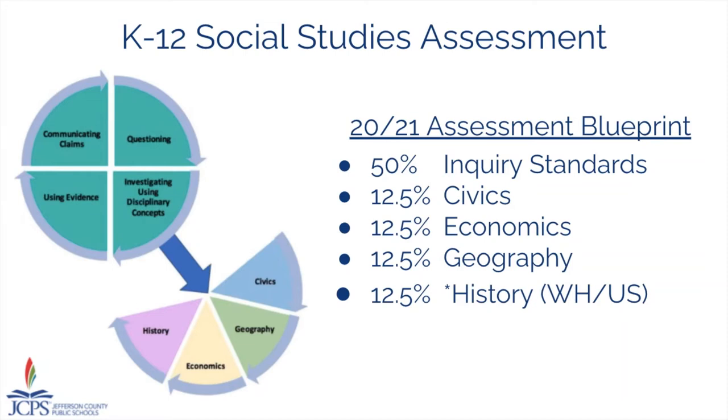Additionally, the rest of the 50% is made up of an equal weight between the other disciplines. Oftentimes before, more weight was given to history or to geography, which formed more of the traditional type courses, specifically in middle school. However, now everyone will be responsible, K through 12, for looking at civics, economics, geography, and history equally.